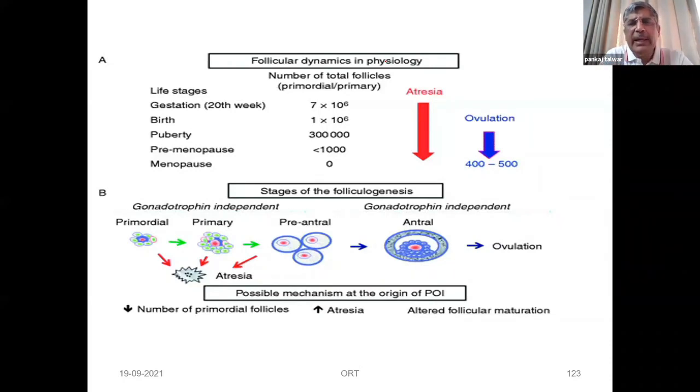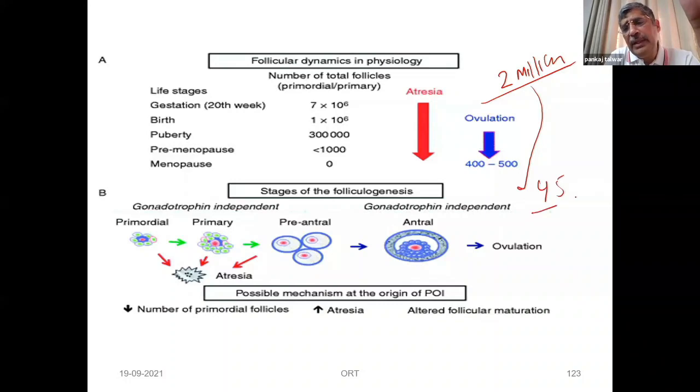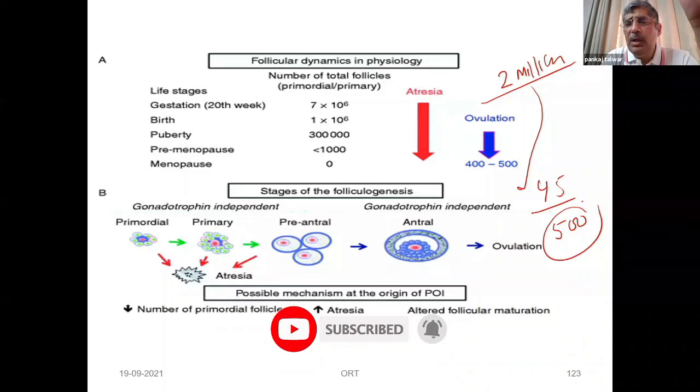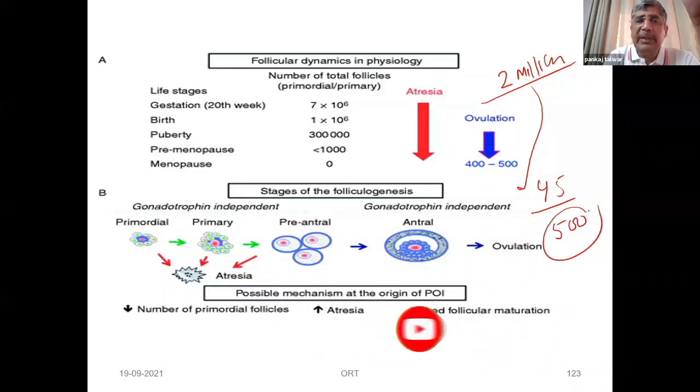A woman is born with around 2 million eggs. A girl has around 2 million eggs, approximately. The numbers vary from 2 to 3 million in each ovary. But by the time she touches, say, 45, the number of eggs in her ovary is around 500. Now, this means that from 2 million to 500, all other eggs have disappeared. They've gone somewhere and undergone some sort of atresia.